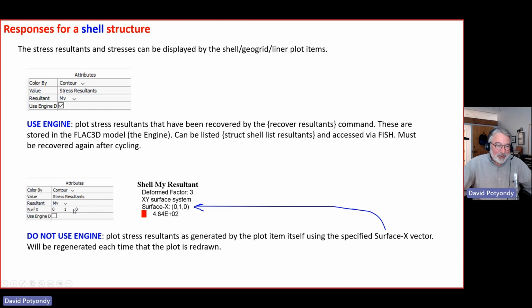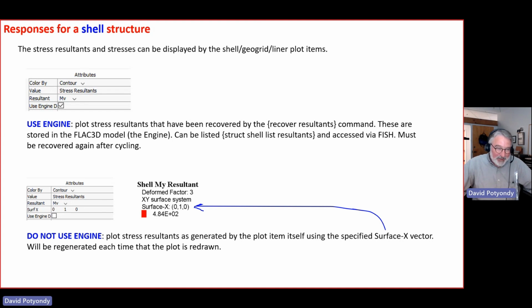Okay. If you don't check this, then what it's going to do is say, okay, now you have to provide, this is called the surface X vector. This is the vector that gets projected onto the surface to align the local X direction of the surface coordinate system. So you have to give this, and then the plot item itself will do this stress recovery. It'll create the surface system and pull out the my value. You typically would use this if you're cycling, and you want to watch the plot update as you're cycling.